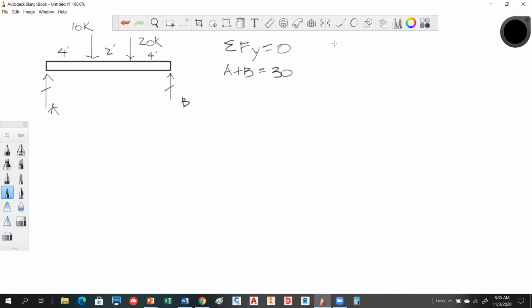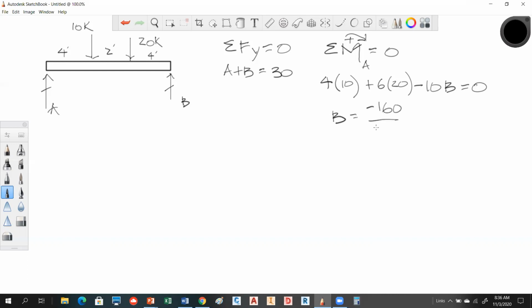So how do we find A and B? We would just do a summation of moments. So again, this is just chapter 3 stuff that we've dealt with. So I'm going to take a moment at A, and I'm going to have 4 times 10. That's a positive rotation. And then we're going to have 6, so plus 6 times 20. And then ultimately we're going to have minus 10 times reaction B is equal to 0. So let's see what we get. It gives us B is going to be negative 160 divided by negative 10. So we get 16 kips.